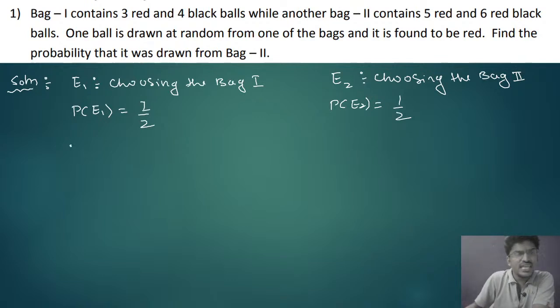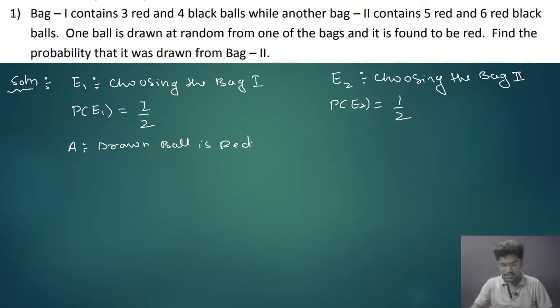Okay. So now see event A. Event A is drawn ball is red. So now you have to write, already the red ball is drawn. Now what you have to write? With these three, first you understand. You have taken bag 1, that is 1 by 2. You have taken probability of bag 2, that is 1 by 2. Now you got another event, that is drawn ball is red.